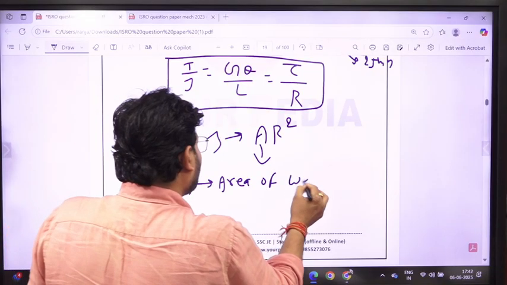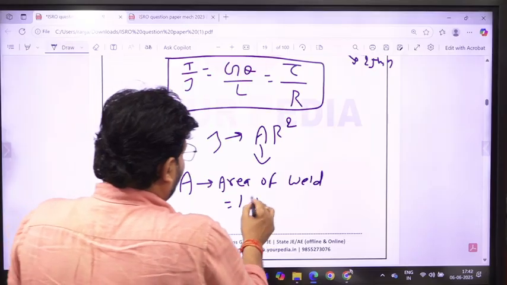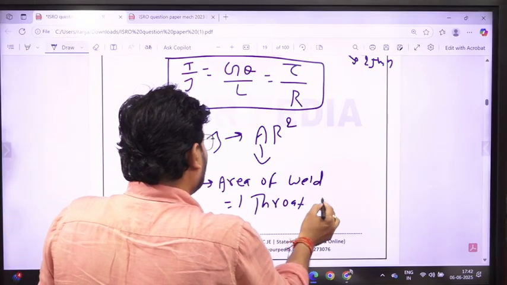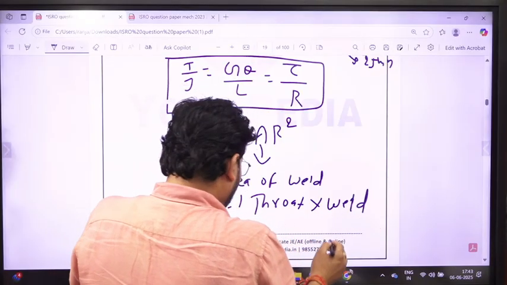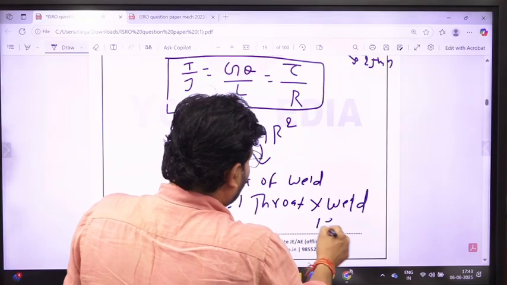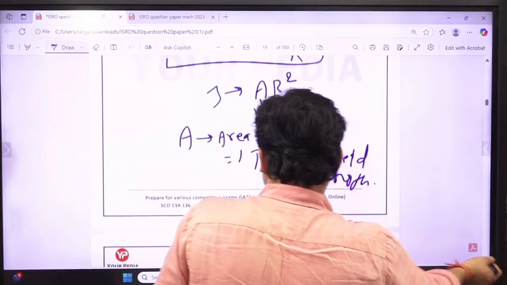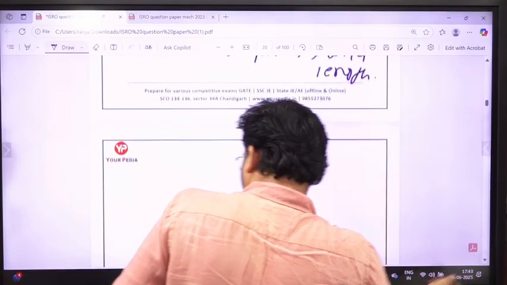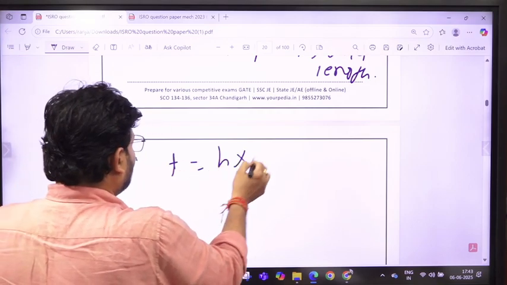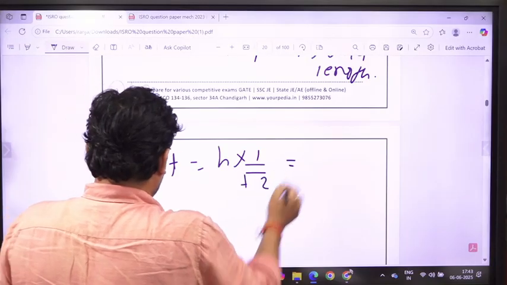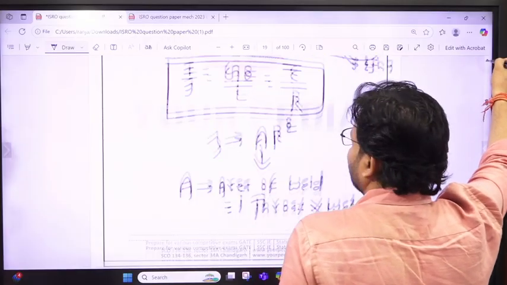Area of weld is given by throat into weld length. What will be the throat? Throat is always given by T is equal to H into 1 by root 2, or we can say H by root 2. H is given how much? Leg height is given here in the question.